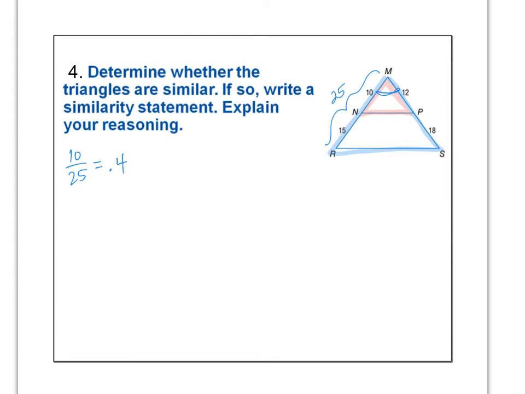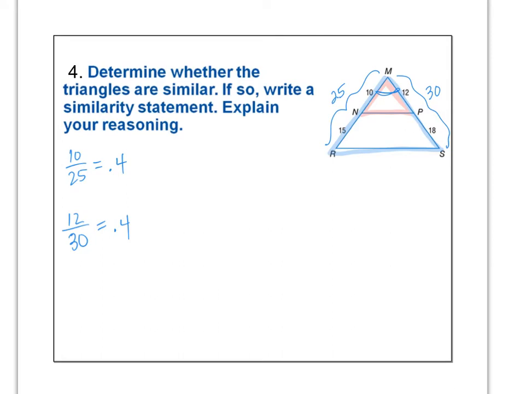Now I'm going to check the other side. So on the right side of the red triangle, or the small triangle, I have a 12. And on the right side of the bigger one, I have 12 plus 18, which is 30. So I'm going to compare the 12 to the 30. If I divide those, again, I get 0.4. So I got the same ratio of sides.